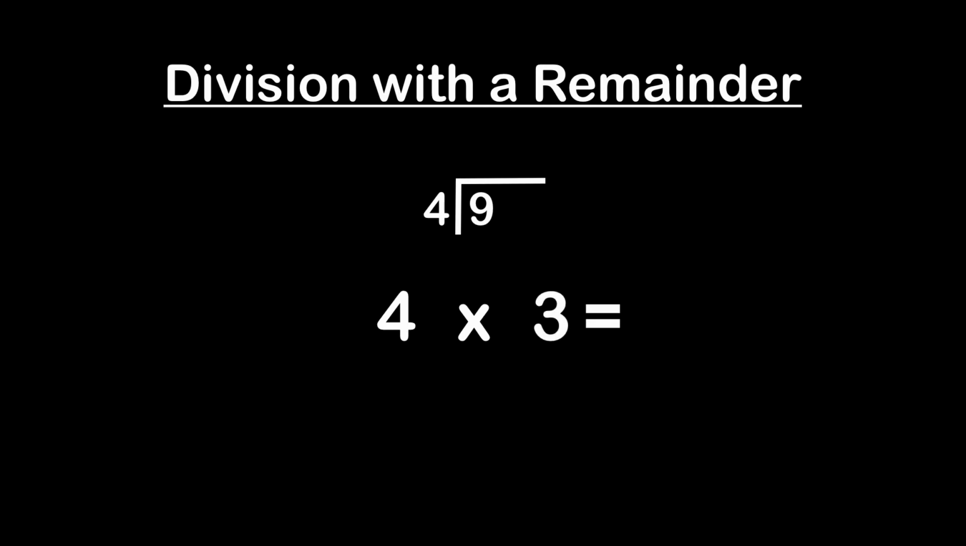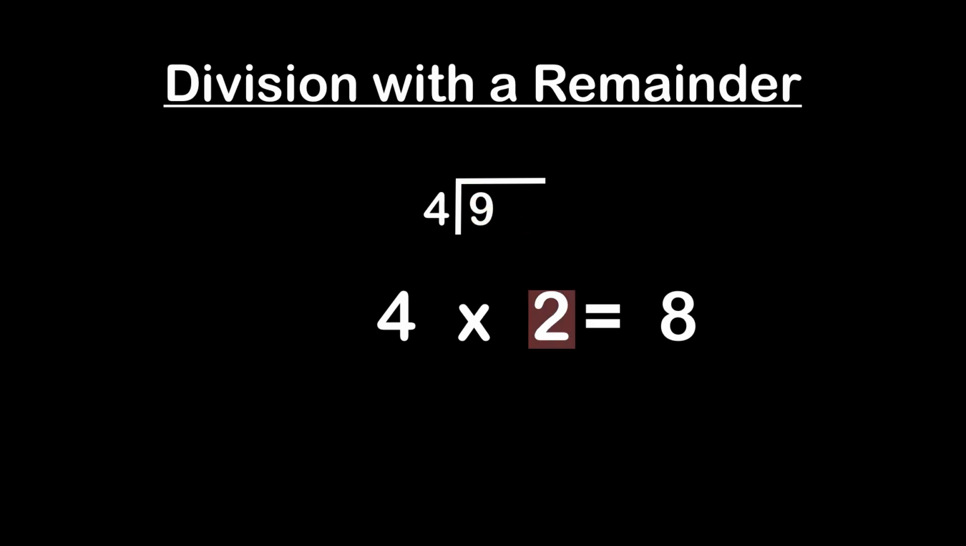4 times 3 is going to give us 12, but that's too much, so we have a bit of a problem because 4 times 2 equals 8, and that's not enough because we want 9. But at the same time, 4 times 3 is 12, which is too much, so we have to ask ourselves, how many times can 4 go into 9 without surpassing the number 9? As we saw a moment ago, when we were doing our 4's times table, in order to determine 4 times what number gets us closest to 9, we saw that 4 times 2 gives us 8. So our answer is 2.